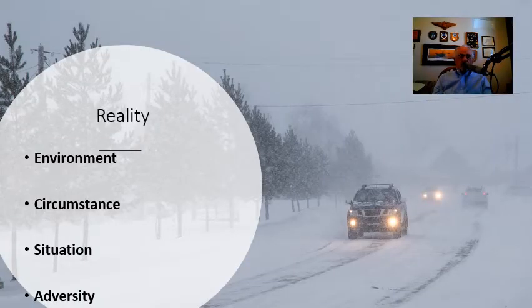The first and foremost thing about the truth algorithm is that it does not exist in a vacuum. The truth algorithm fits within the constructs of the reality that we are facing, the environment that we exist in. So the reality contains things like what is the environment, what are the circumstances, what is the situation, and how much adversity are we facing. So it is important for us to begin there.